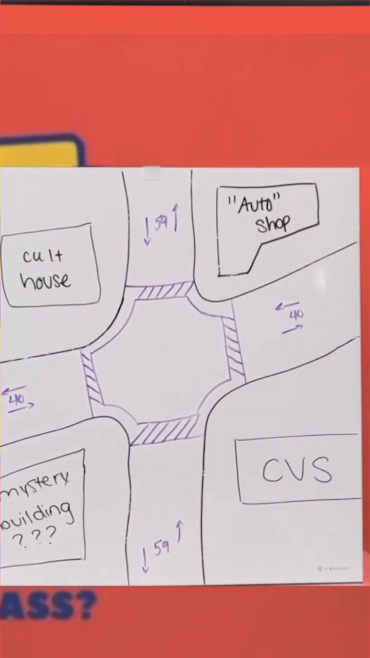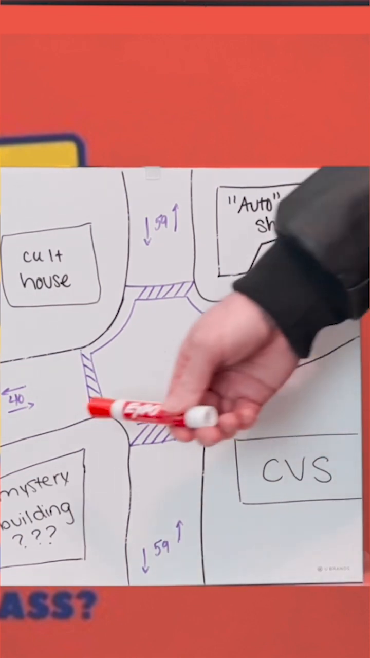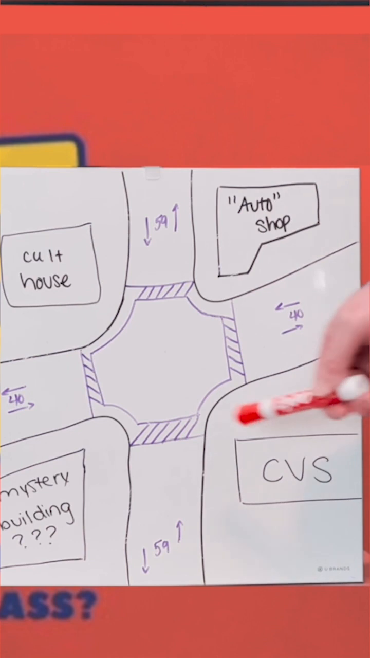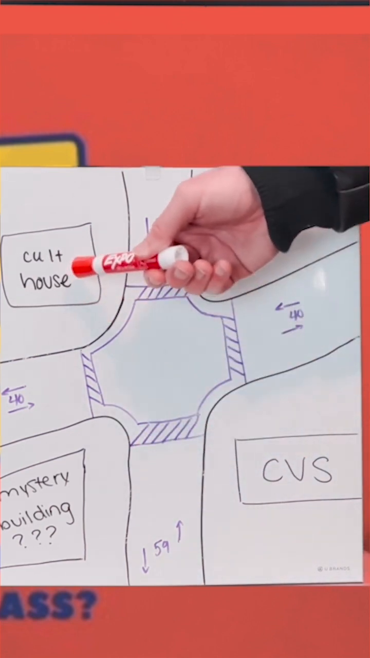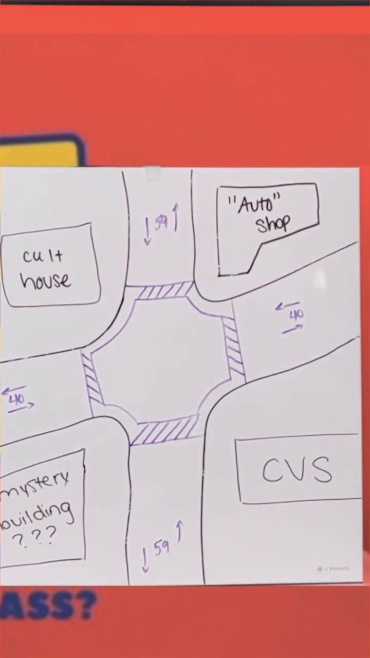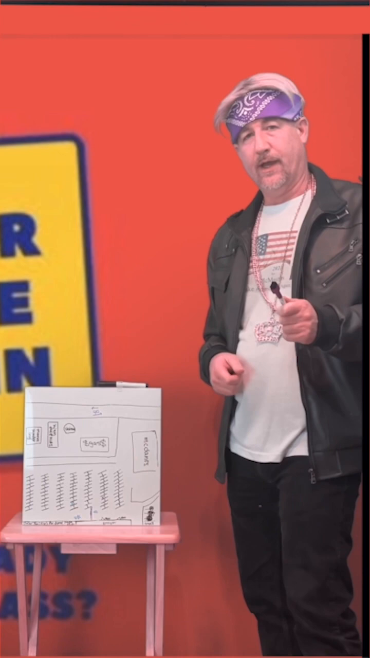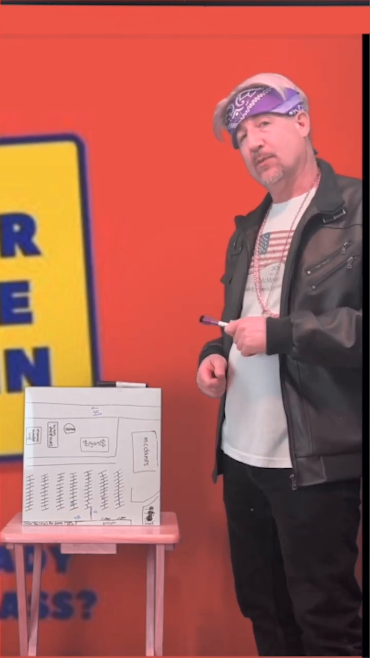For example, if someone wanted to go from the mystery building to the auto shop, they can take it two different ways. You can either go via CVS or you can go the other way via the cult house. 2 trips, less time in the road. That is very important for what we're going to talk about next. Okay, let's take a look at diagram number 2 here.